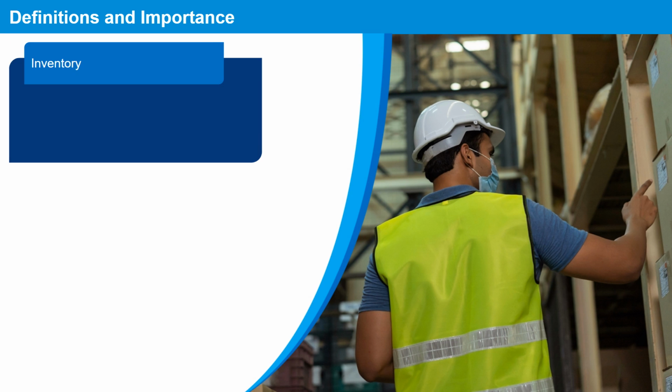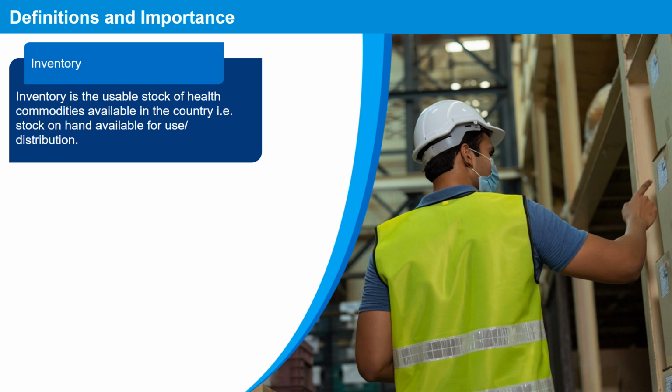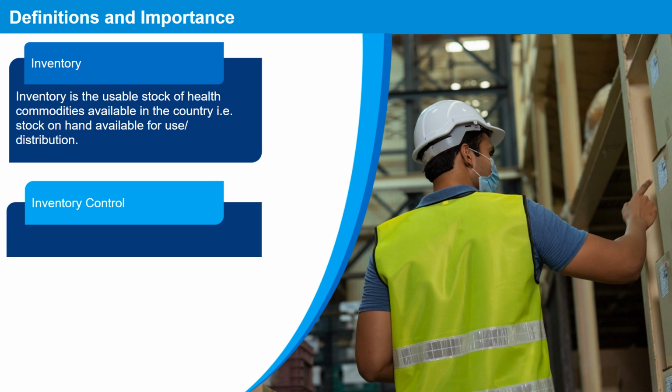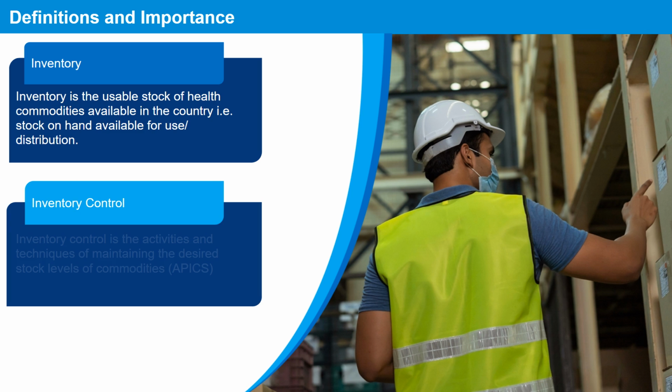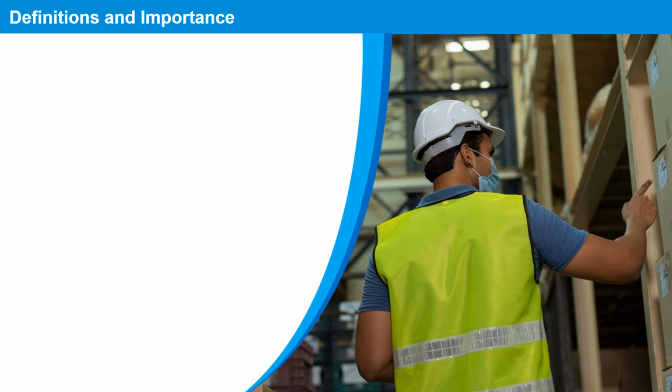What is inventory? Inventory is the usable stock of health commodities available in the country. Simply speaking, it is the stock on hand available for use or distribution. What is inventory control? Inventory control is the activities and techniques of maintaining the desired stock levels of commodities.